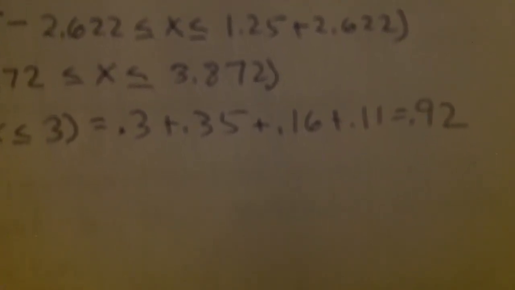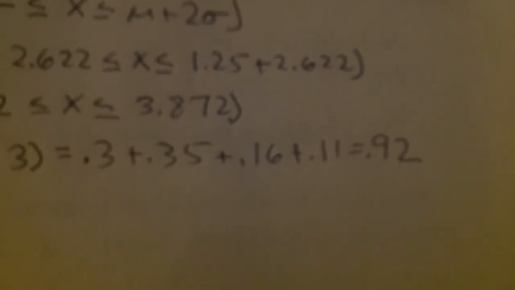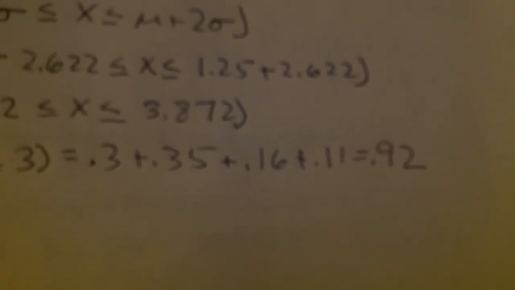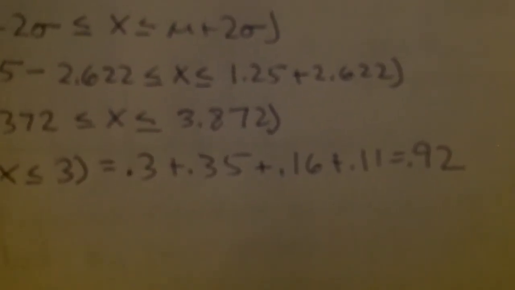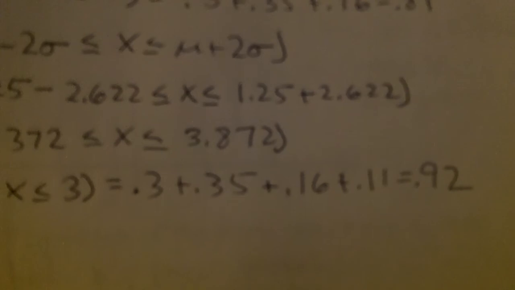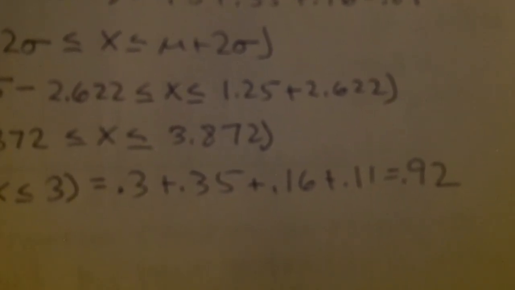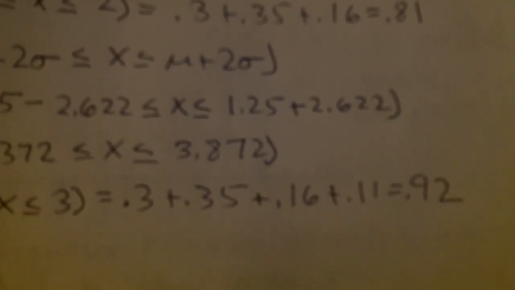Okay, that is the end of the material from section 7.4. We're now moving on to section 7.3, which is continuous random variables. We'll also follow that up with section 7.6.